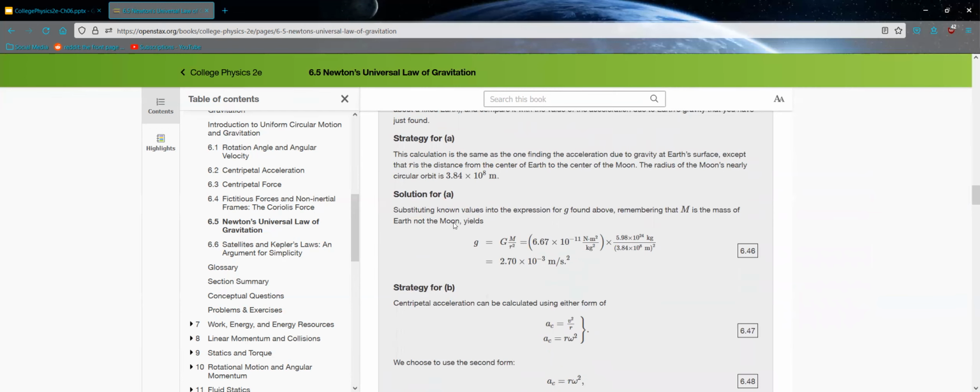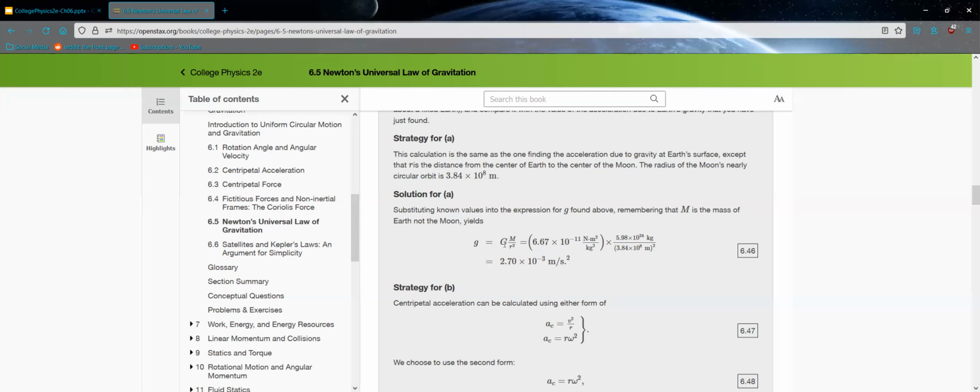So we can substitute known values into the expression for G found above, remembering that one of the masses is the mass of the Earth and not the moon. If we know the mass of the Earth and we know how far away it is, how much gravity is being exerted that far away? I'm looking at this as a one-dimensional thing. How much gravitational force is something a moon's distance away feeling?